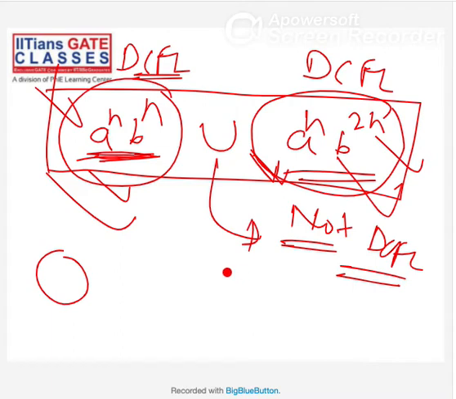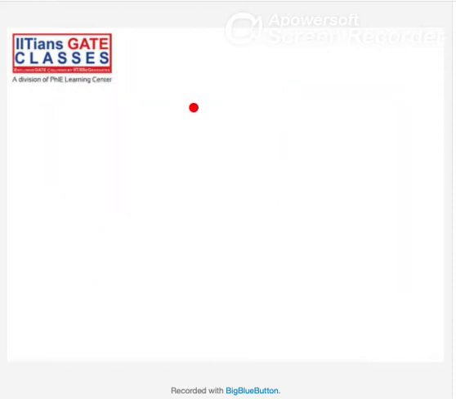What it tells you is that the set of DCFL is not closed under the union operation. So this is the proof that the set of DCFL is not closed under union. Now, the set of DCFL is also not closed under intersection. This we have already seen, when I gave you the proof that the set of CFL is not closed under intersection.